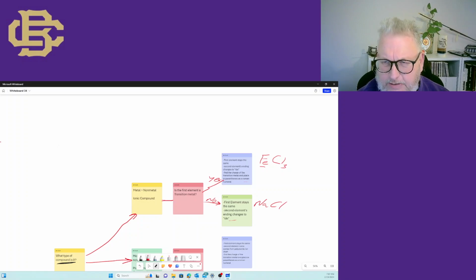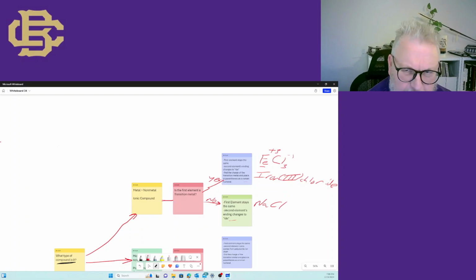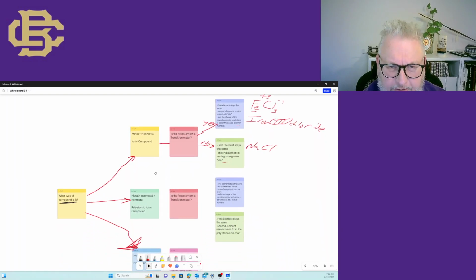So I'm going to name it. Chlorine I know is -1. To make this a neutral charge, that means the iron has to have a +3 charge. So the name for this would be iron, and in parentheses, Roman numeral 3, chloride. Not bad, okay? So if you've got a transition metal, use the Roman numerals. If you don't, don't.